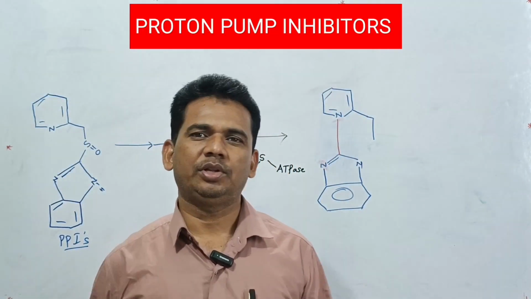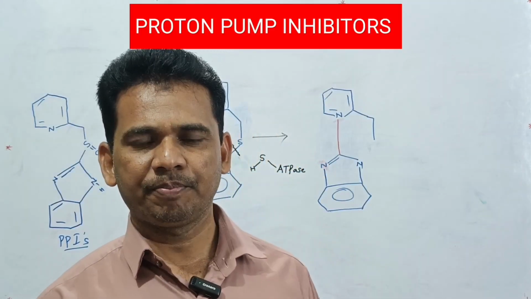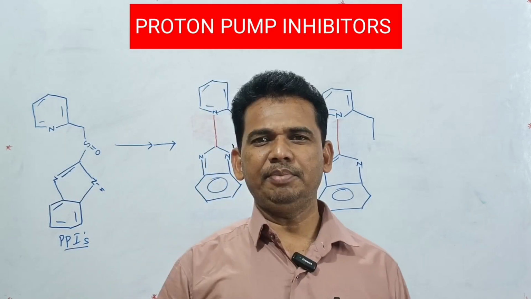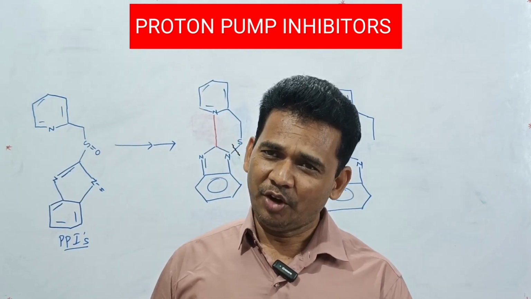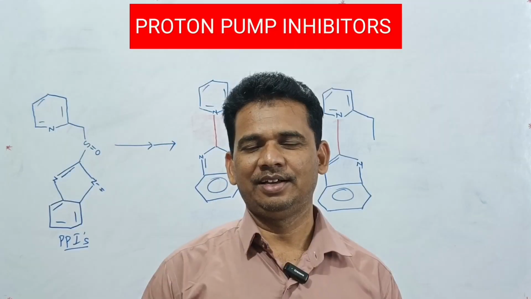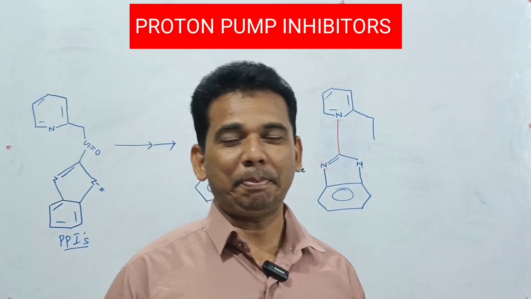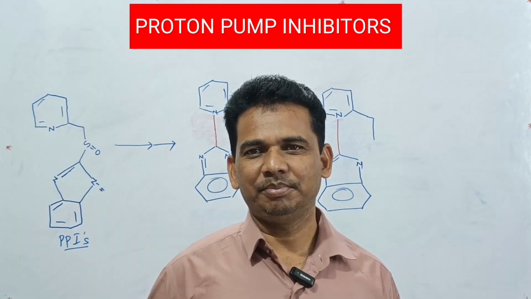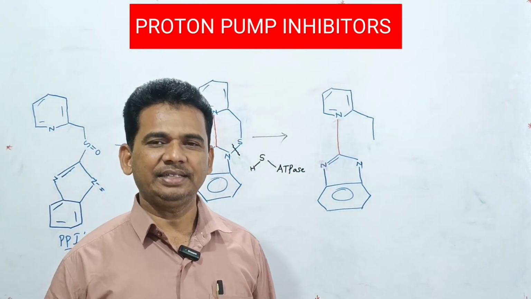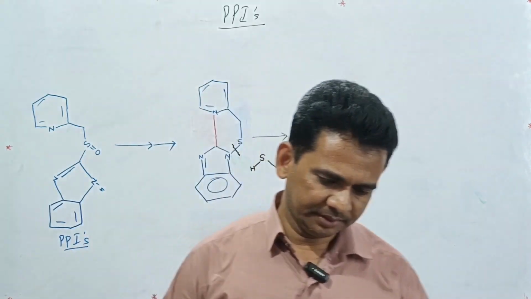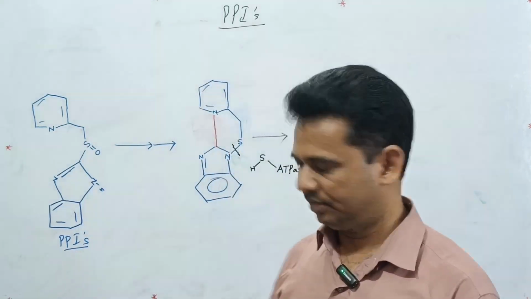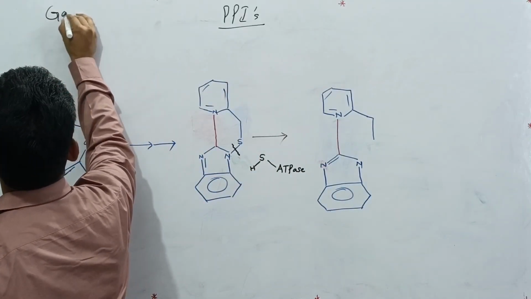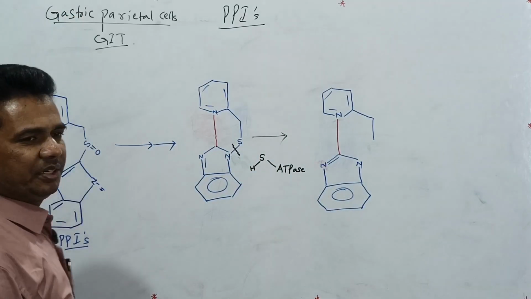Now we are going to discuss proton pump inhibitors in today's topic. If you want to understand the mechanism and remember it for a long time, first we have to understand the chemistry behind it: how exactly it prevents the proton pump. That's very important, because this mechanism occurs in the gastric parietal cells, especially in the stomach.